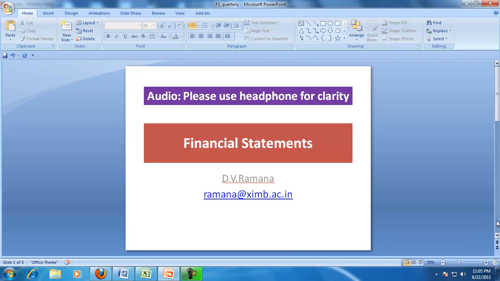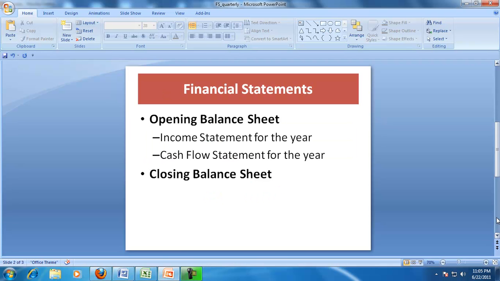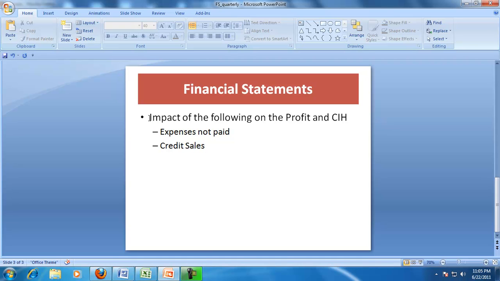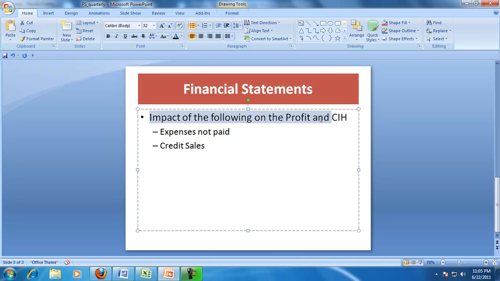We'll continue our discussion which we left in the last meeting in which we discussed the preparation of the financial statement. When the opening balance sheet is given, we prepared an income statement, cash flow statement and the closing balance sheet. But in this session we have one specific question in our mind that we want to understand: how will the profit and cash change if the expenses are not paid or if there is a credit sale? Will profit change? Will cash in hand change?